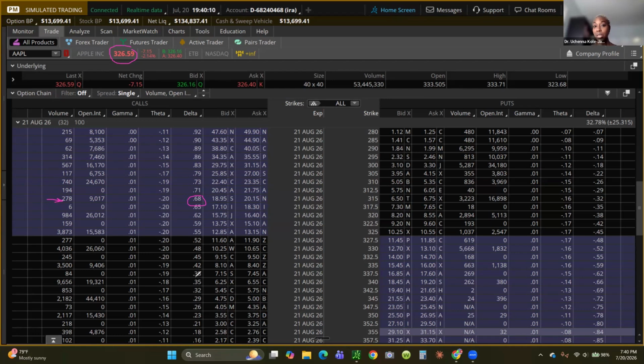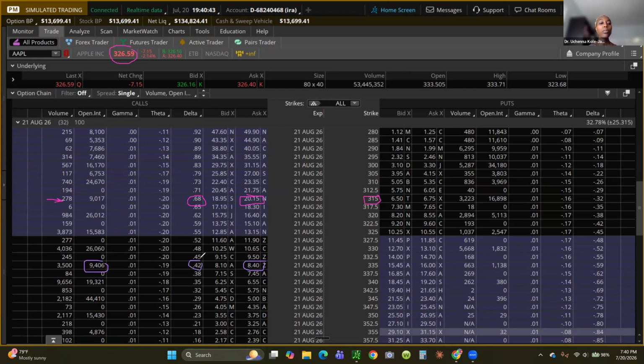They're going to be cheaper options. So let's say you only had $1,000 to spend. This is the one I want, right? But I can't afford it because I'd have to spend $2,015. So let me find another one. If I still want to trade Apple and only have $1,000 to spend, I've got to find open interest of 9,000. This option is going to cost me $840.